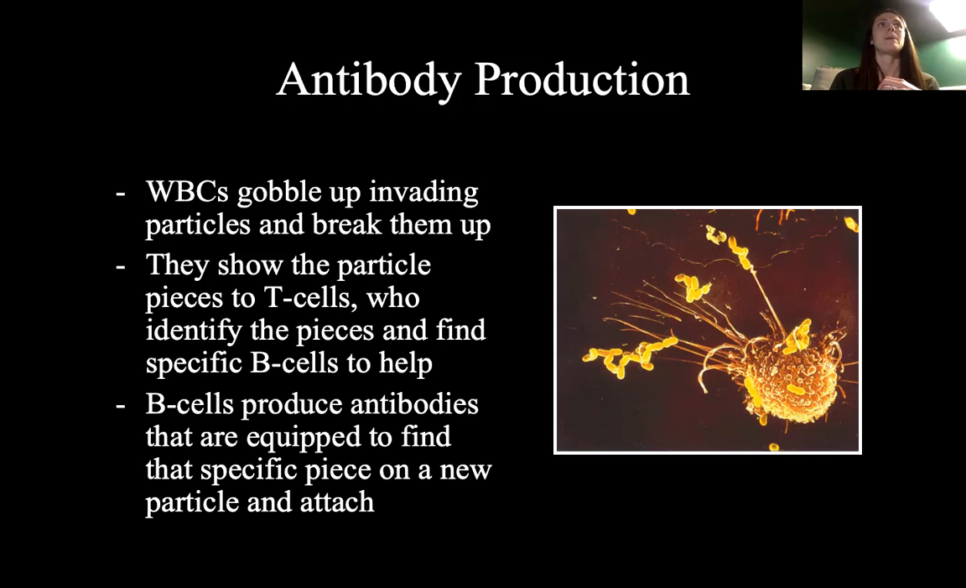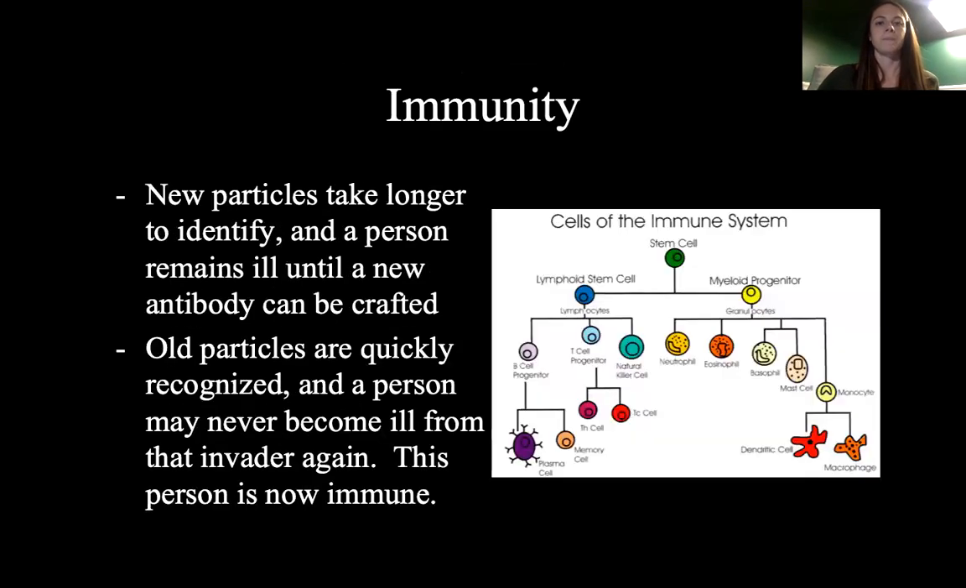If the body kills that virus and then gets infected again the next year, it already has these antibodies that recognize that virus right away and are able to fight it right away. So you don't have to go through the whole process of the white blood cell gobbling it up, finding the antigen, showing the T cell, showing the B cell, and producing the antibodies. It's a much quicker reaction to the infection. So antibody production is super helpful long term, and we call this immunity.